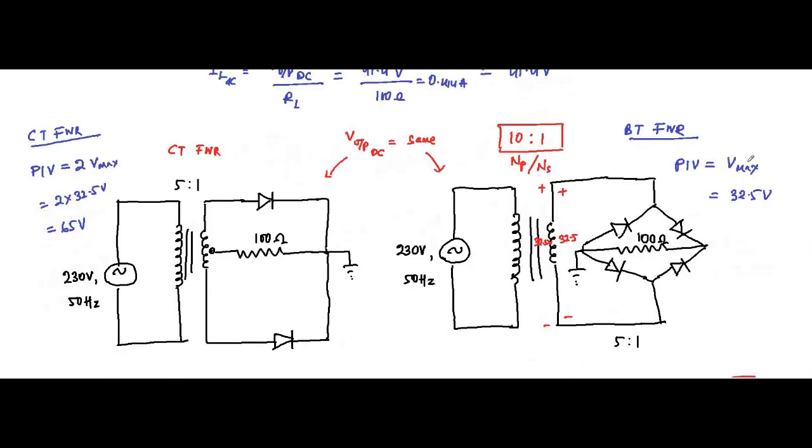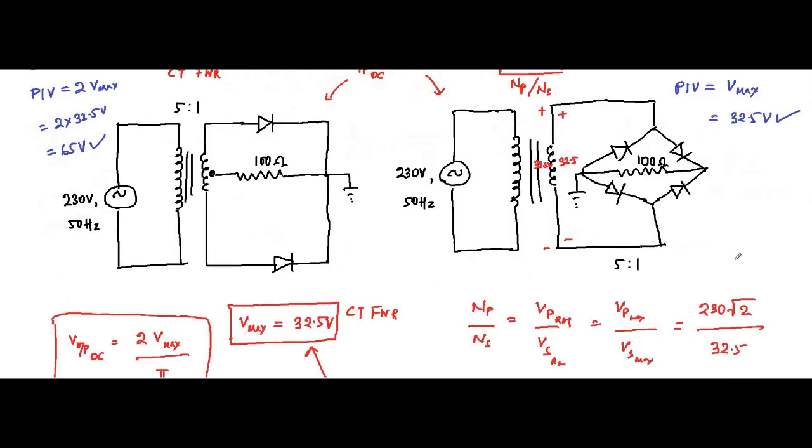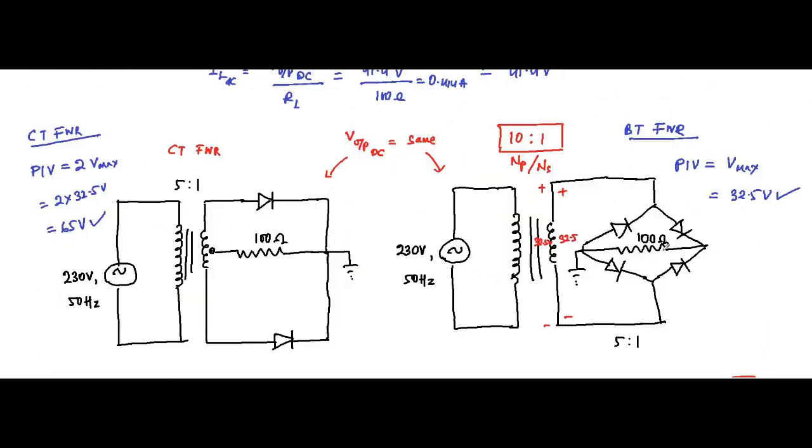So another important thing is that for the bridge type rectifier, even though we are getting the same output DC voltage, the peak inverse voltage is less as compared to the center tap full wave rectifier. For the center tap it is twice that. For the same DC output we are getting twice the peak inverse voltage, but for the bridge type rectifier it is half that of the center tap rectifier. Here it is 65, here it is 32.5. Okay, so this is the thing.